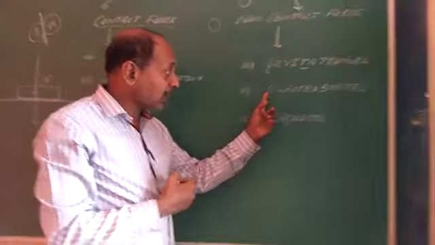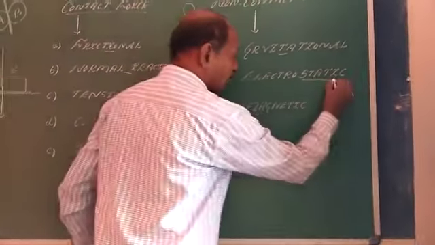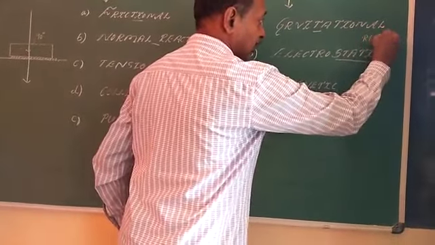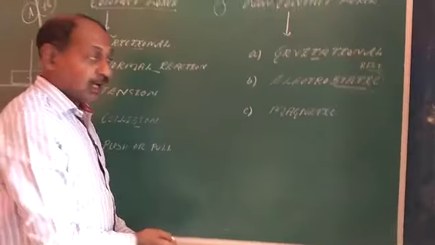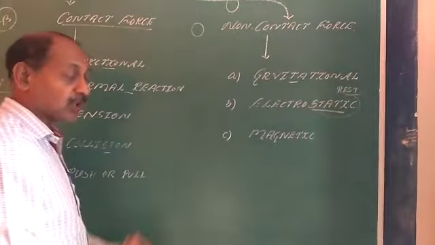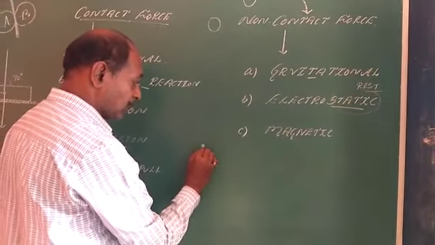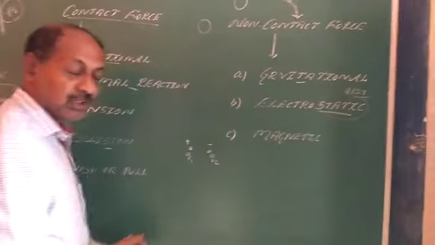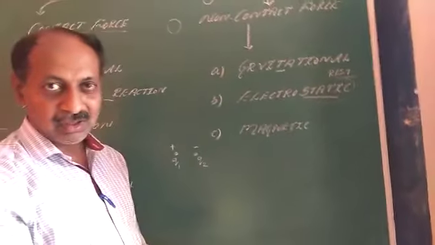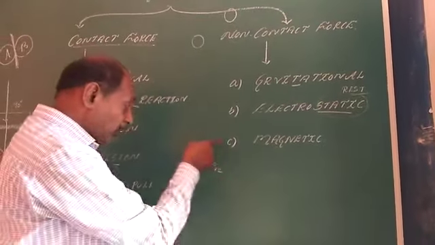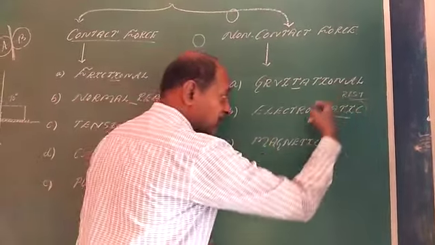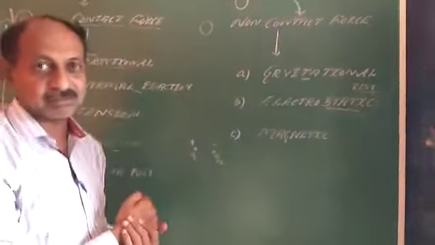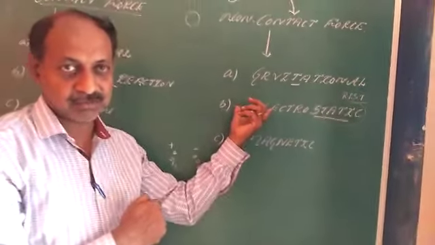And we have another one called electrostatics. Static means rest. There are two charges in nature, Q1 and Q2. One has a positive charge and the other has a negative charge. The study of charges under static condition, that is the rest condition, is termed electrostatics. That is called the electrostatic force.